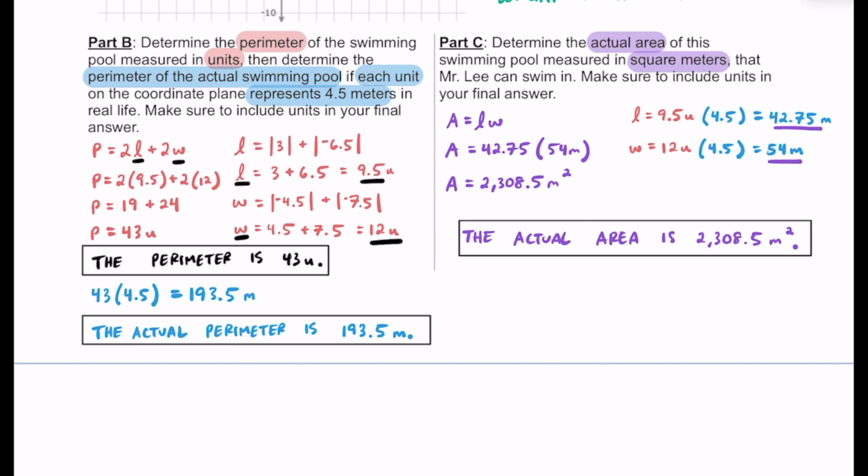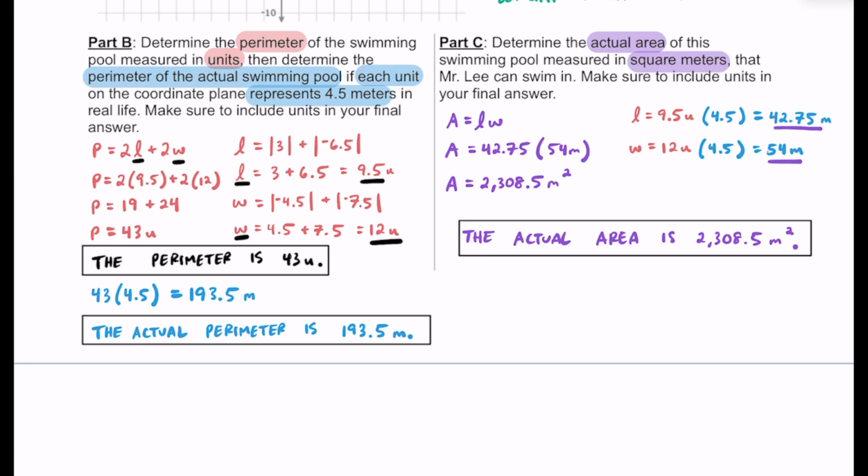And so if we want to find the area, we needed to multiply the length and width together. If we just multiplied this 9.5 and 12, that would get the area, but that would be in just square units. If you wanted to do that in square meters, we had to multiply each of these measurements by 4.5 to get what it was in meters. So we multiply each of these by 4.5. Once we found out the new length and width in meters, if you multiply those two dimensions, you end up with our area in square meters.